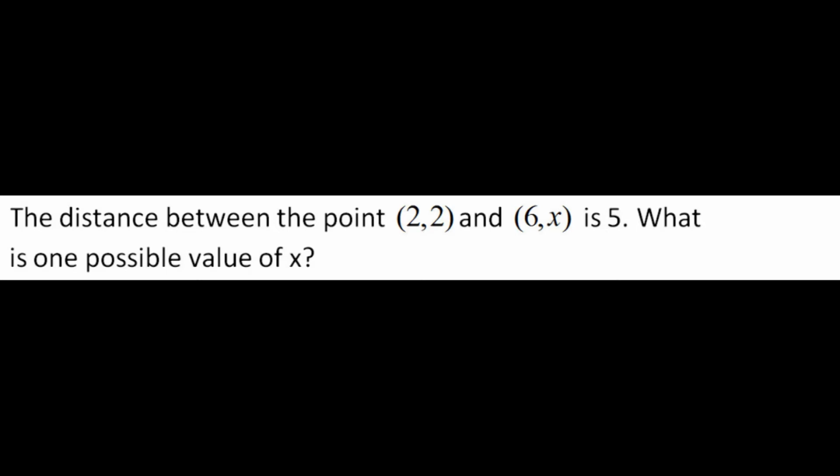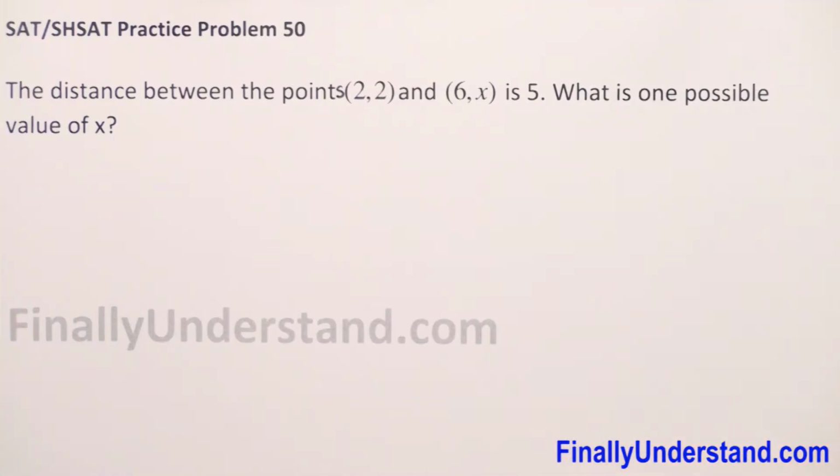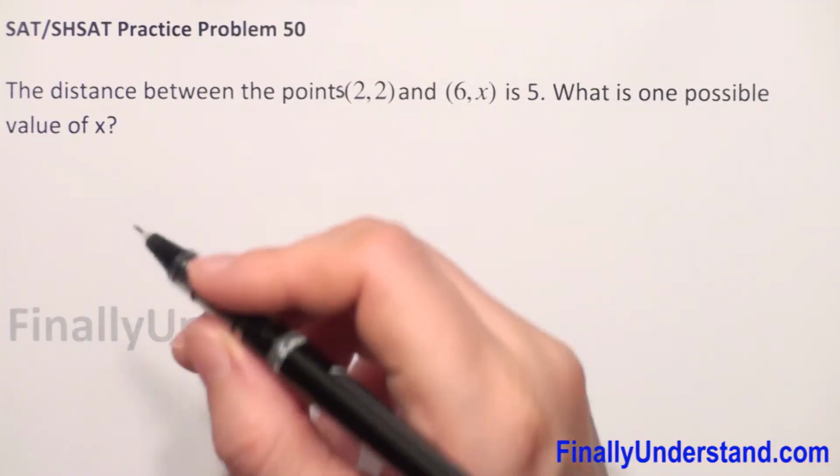The distance between the points (2, 2) and (6, x) is 5. What is one possible value of x? So let me remind you of the formula.